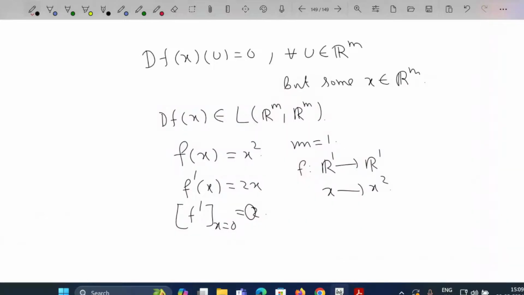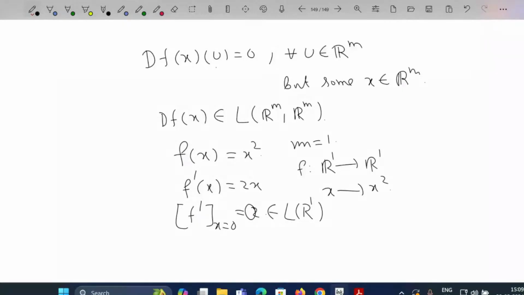Okay. Now what is df x? I am taking x as 0. Then the derivative at the point 0 is 0. Now think of 0 as a linear operator in R1. Whatever u you give, 0 of u will obviously be 0. But f is a non-constant function. This is clear. I think you were also saying the similar thing.